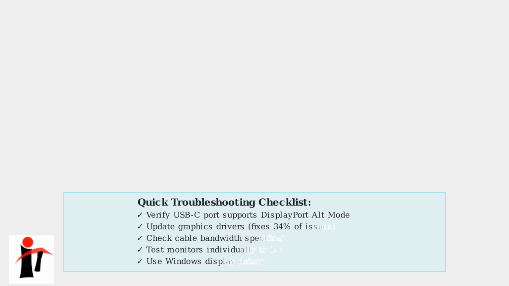These 5 troubleshooting steps resolve the majority of USB-C docking station monitor detection issues. Start with verifying port compatibility, update your graphics drivers, check cable specifications, test monitors individually, and refresh display detection. These basic steps will solve most common problems before requiring advanced solutions.